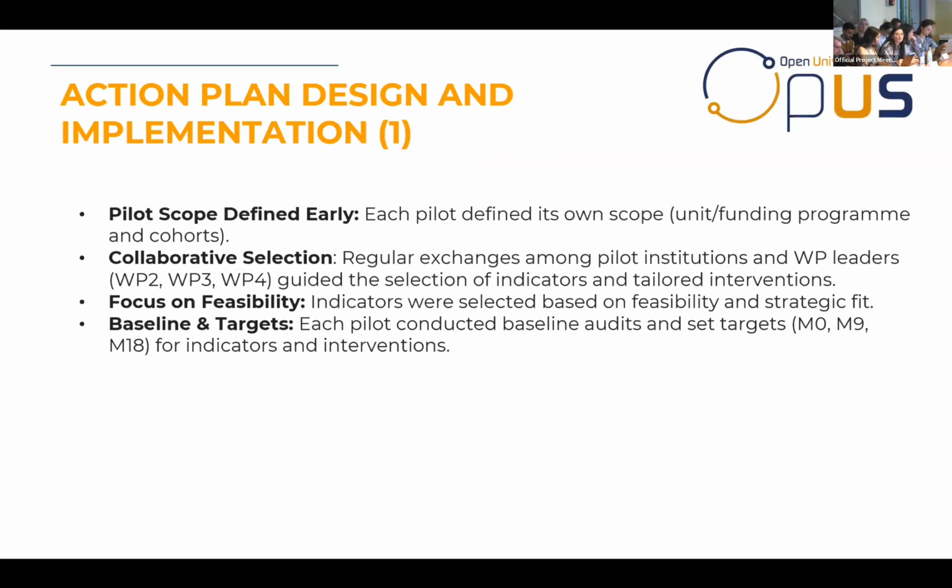So to start with, in this action plan design and implementation, first off, the pilots had to define very early on, at the onset, what were going to be their cohorts and their unit or funding programs. Then, together with the WP leaders of 2 and 3, we did a selection of the indicators and the interventions that were the best fit from a strategic perspective, but also from a feasibility perspective for the pilots. And it's important to mention that we carried out also in WP2 and 3 a baseline audit to see what was the departure point for the pilots.